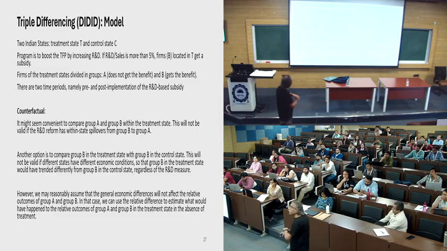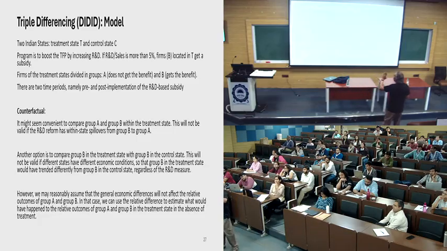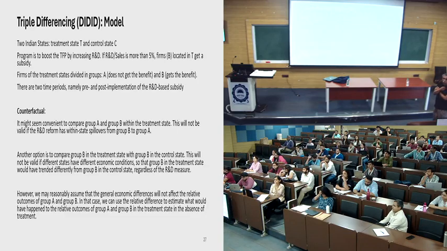Okay, triple differencing. I'm going to give you an example. Two Indian states, treatment state T and control state C. Clear? So note, the program is to boost TFP by increasing R&D. If R&D over sales is more than 5%, firms located in T get a subsidy.